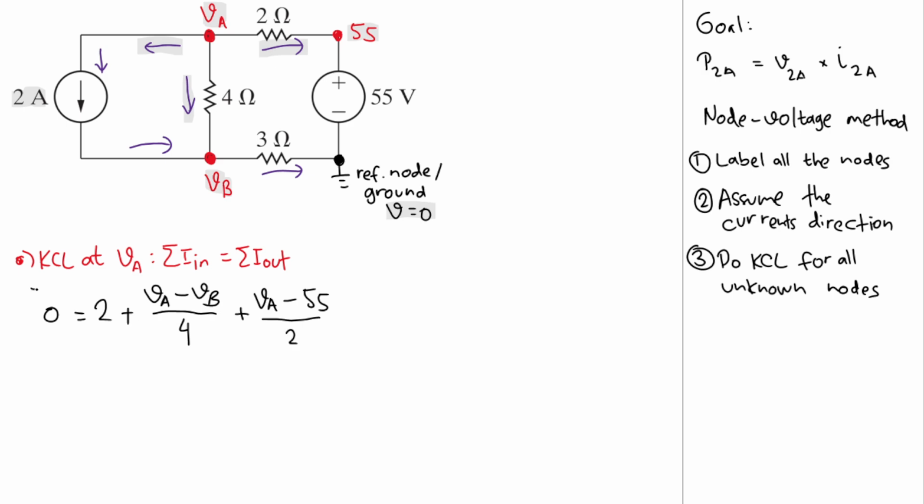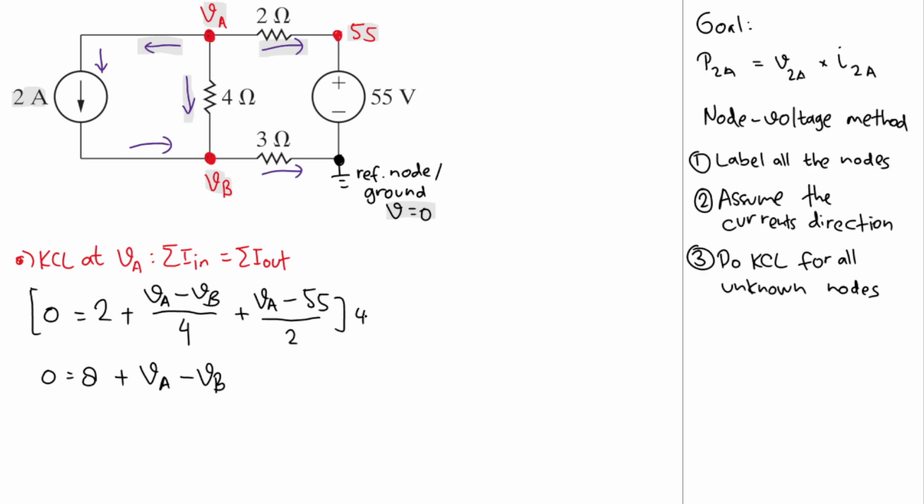Good. We can multiply both sides here by 4. Why? We need to get rid of all the denominators. So we'll have 0, and this one will be 8, because 2 multiplied by 4 is 8. And 4 and 4 will cancel each other. So we will have the numerator, VA minus VB.